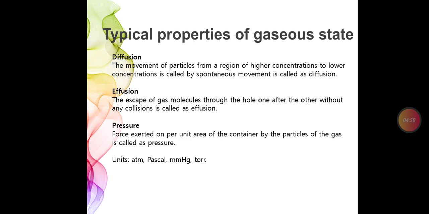Similarly, we have another characteristic property of gases, that is effusion. Effusion is when the escape of molecules takes place one by one from a container, through a hole, and without colliding with one another. This is called effusion. For example, if a cycle tire bursts, the molecules of gases leave the tire one by one through that hole, and with the passage of time the whole tire gets flat, and this is all because of effusion. So there is a difference between diffusion and effusion.